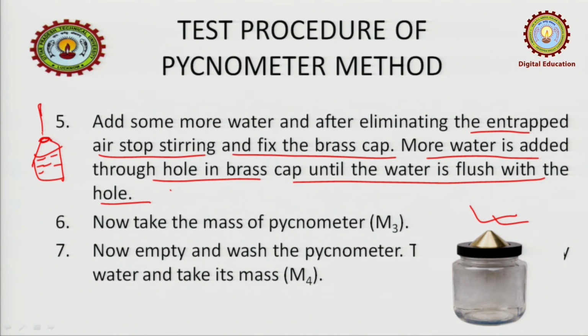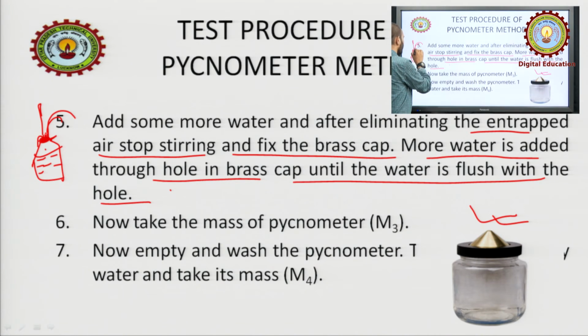Once the air voids are removed, there is some part remaining that is empty, and that part should be filled with water again, so that up to the full level, till the water oozes out, we have to fill the water. Now the water is fully filled. This will give you M3.